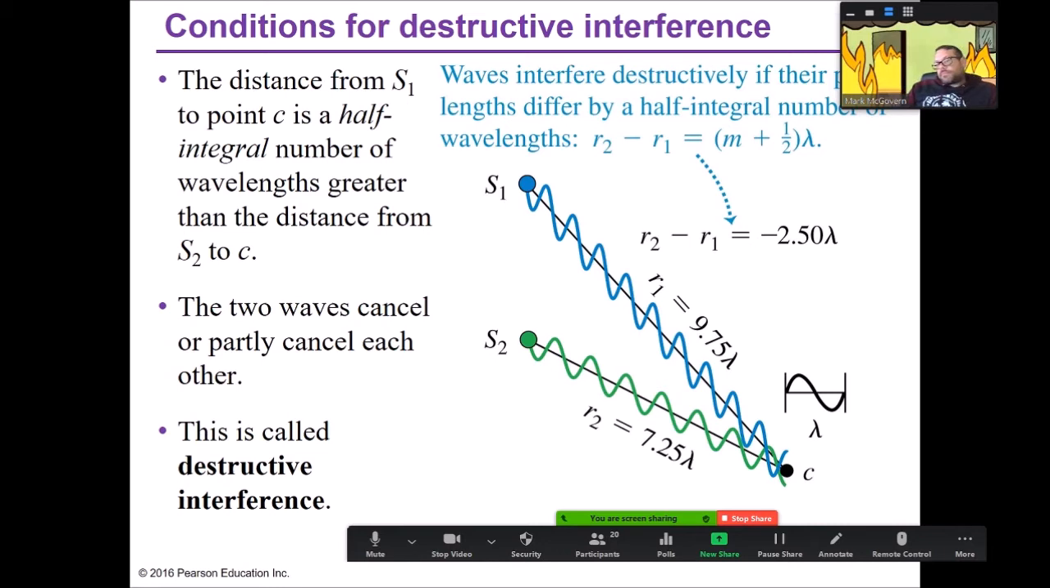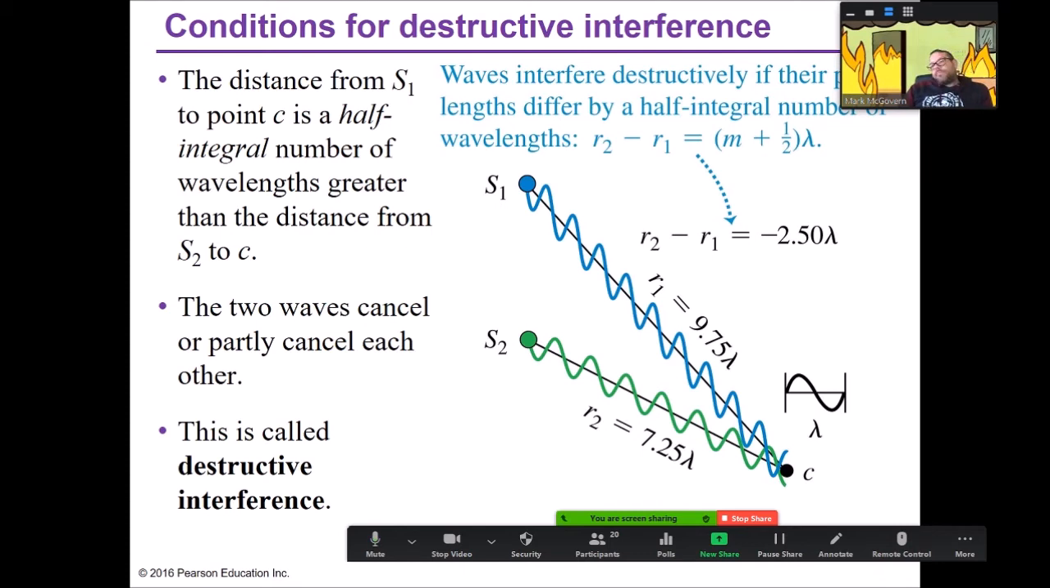And if we happen to work out the path length differences for these, let's say S1 is more distant, say it's at 9.75, and S2 is at 7.25. Taking the difference of those produces not an integer multiple, but a half integer multiple.